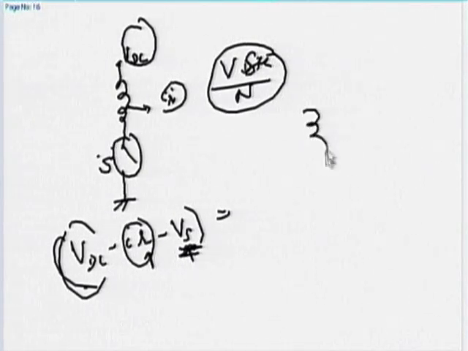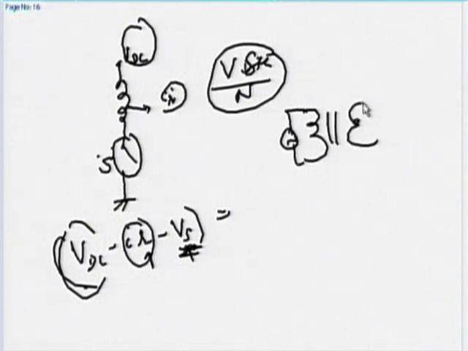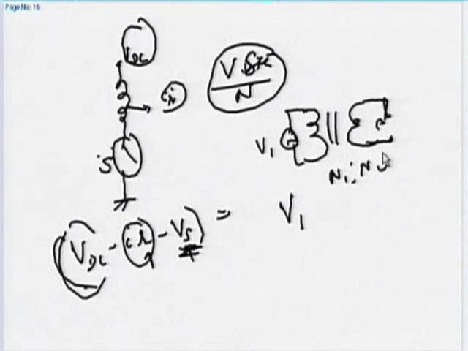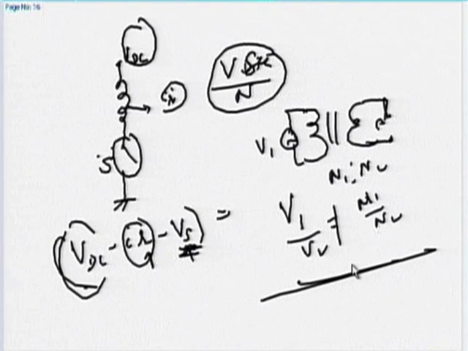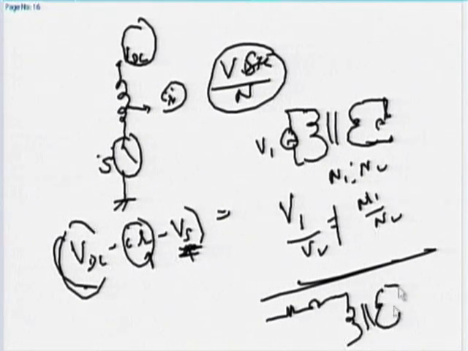For example, in an AC transformer, what is the voltage induced in this? What is the voltage here? Definitely it is not V1 into N1 by N2. Is it V1 by V2 equal to N1 by N2? No, this is not equal. It is true only for an ideal transformer. Actually, it is E1 by E2 equal to N1 by N2, not V1 by V2 equal to N1 by N2.